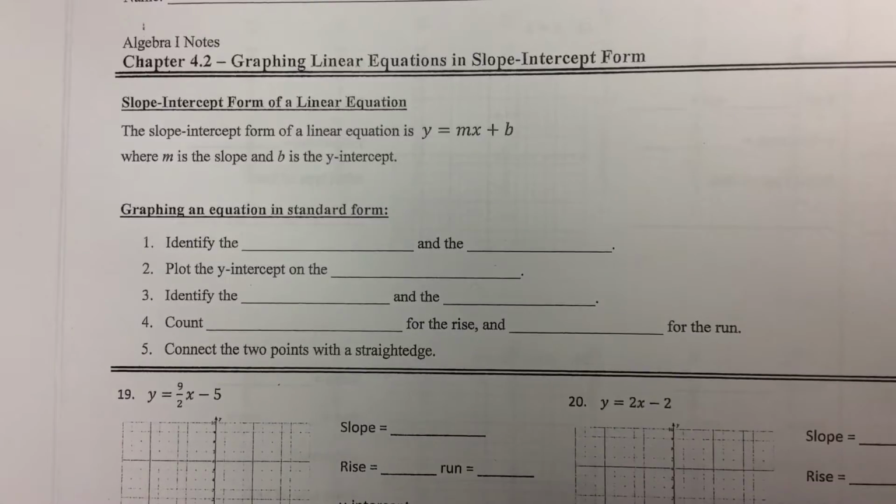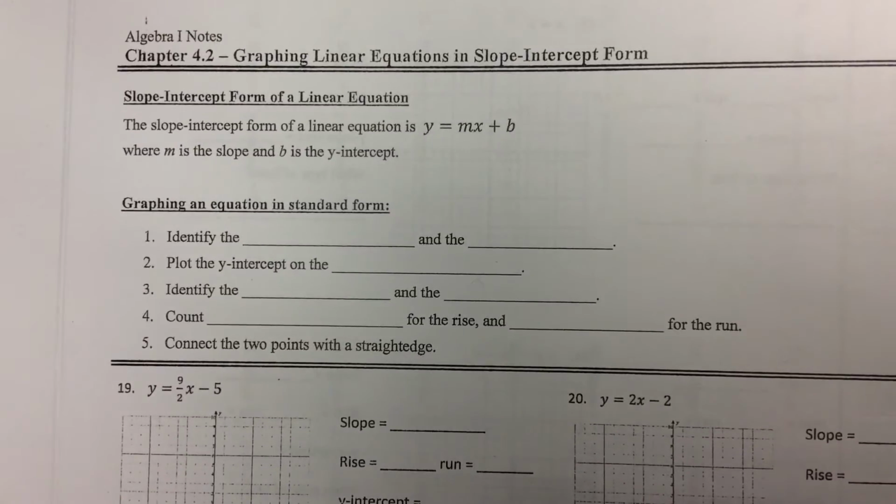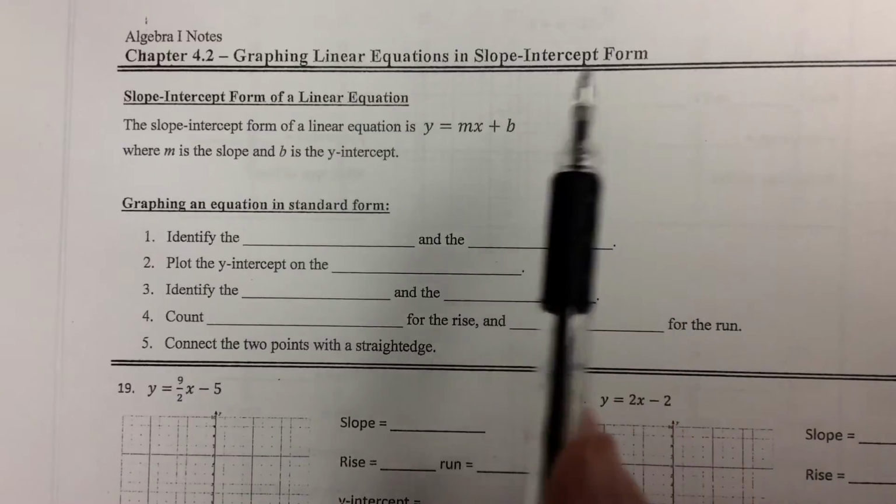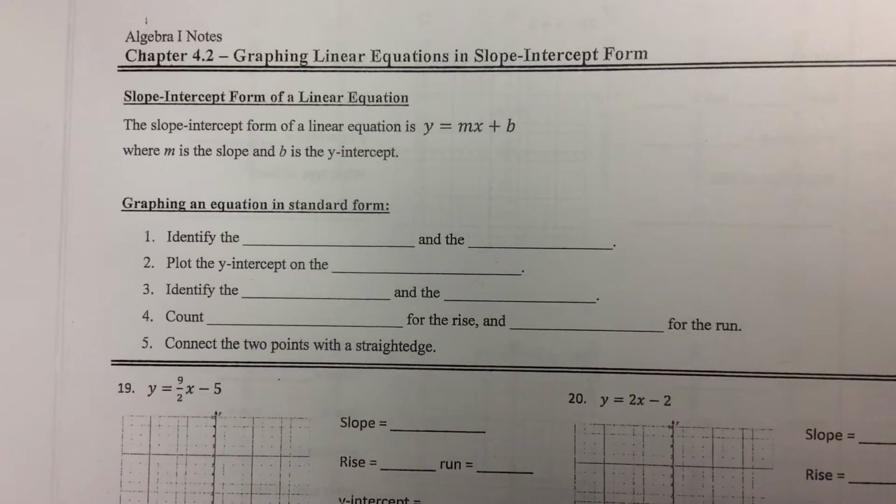All right, ladies and gentlemen, in this chapter, as you know, chapter 4, we are talking about linear equations. In the first section, 4.2, we learned about linear equations that are in a specific form called standard form. Now, in this lesson, we're going to talk about a little bit of a different form. This is called slope-intercept form.